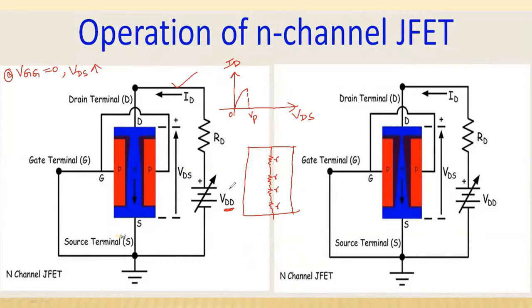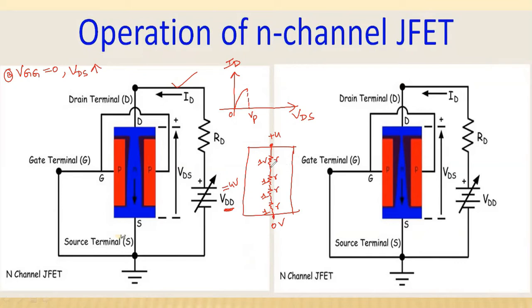Now, let us assume that VDD is equal to 4 volts. The applied voltage is 4 volts. That means here at the drain terminal you are applying plus 4, and here the source is at 0. So between drain and source it is 4 volts. Now, by applying the potential divider rule, this 4 volts will be dropped across these resistors equally. So here 1 volt will be dropped, here 1 volt, here 1 and here 1.